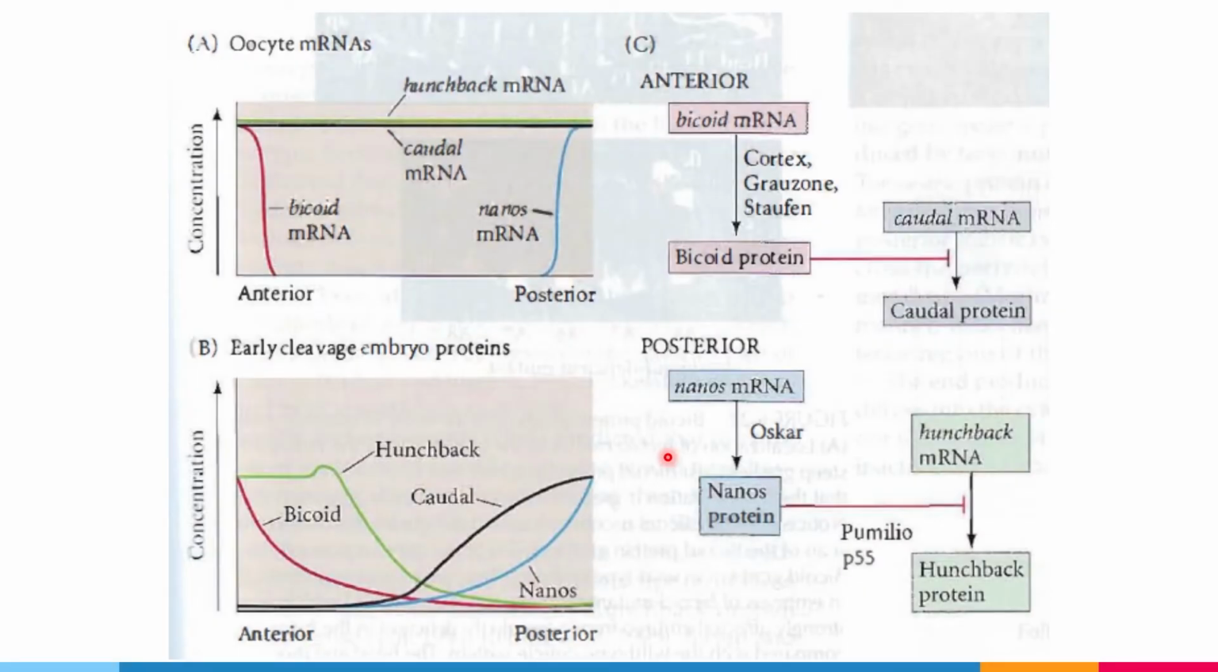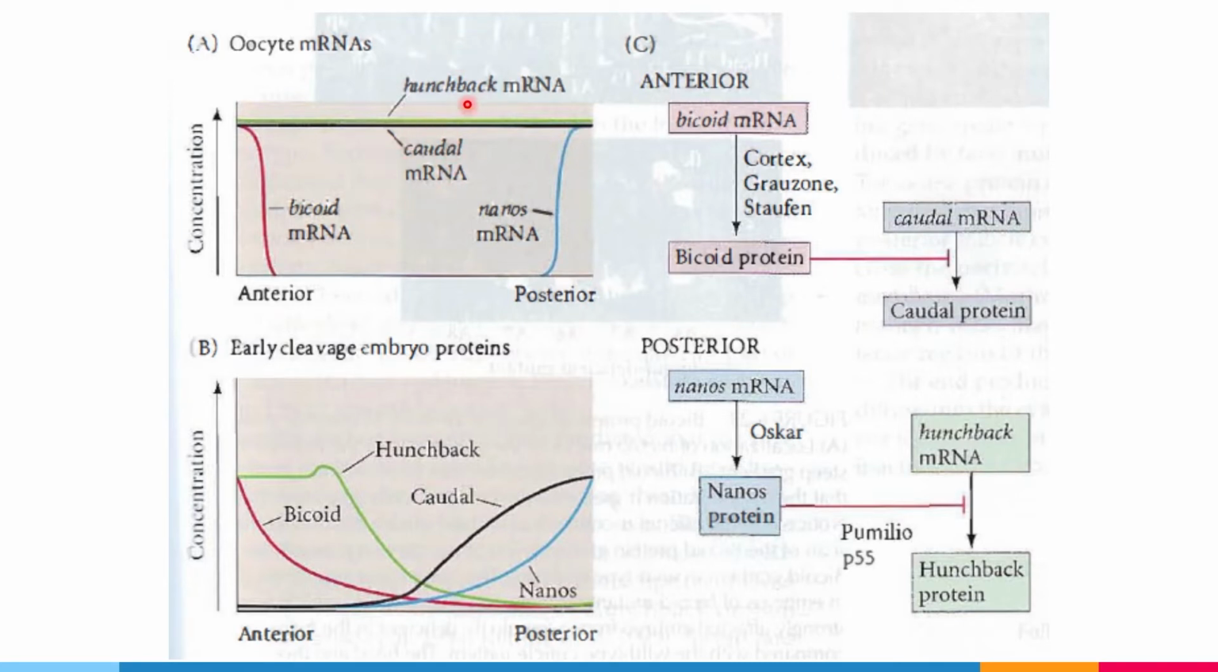So this is exactly what bicoid does in the embryo. This is a concentration gradient of various mRNAs that are present in the oocyte, and we have bicoid mRNA concentration only in the anterior, nanos mRNA concentration only in the posterior. So as bicoid is an anterior factor morphogen, nanos is a posterior morphogen. And we have these two proteins, hunchback and caudal, whose concentration is equivalent throughout the embryo. So hunchback gives rise to anterior-like features and caudal gives rise to posterior-like features.